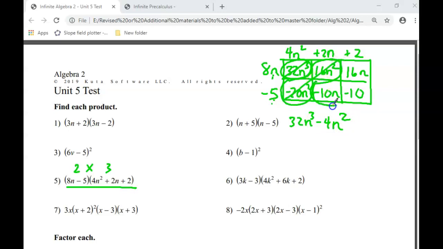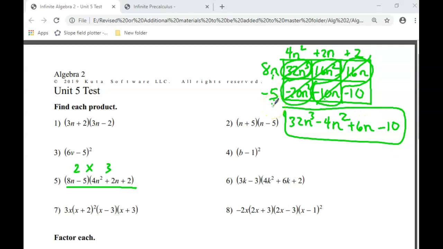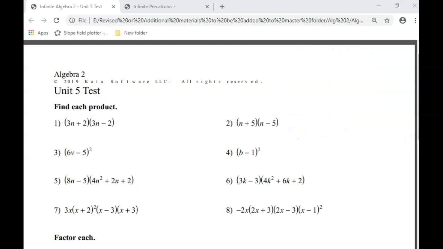Then we're going to have our n's, which are diagonal to each other. Negative 10 and positive 16 combined makes a positive 6, and we keep the n. And then finally, the negative 10 doesn't have any like terms to combine with, and we have our final answer. So we have 2 shortcuts there, and then we have an augmented box form. Now we're looking at number 7, which is like a combination of both of those things.